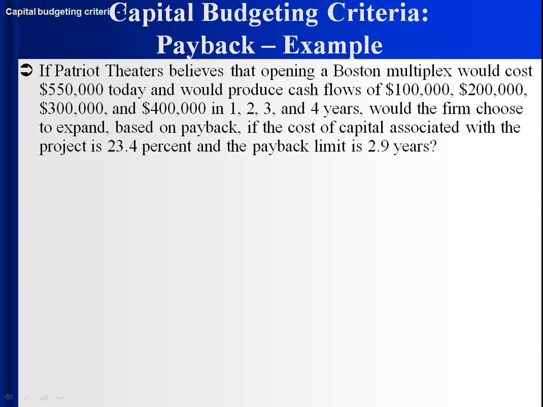Here's an example for payback. We've got Patriot Theaters, and they're looking at the Boston Multiplex. Put in $550,000 today, and cash flows of 100, 200, 300, 400,000 in 1, 2, 3, and 4 years. Would the firm choose to do this project based on payback? Cost of capital is 23.4%, and the payback limit is 2.9 years. Well, notice we're about to solve for payback, and that cost of capital is not relevant.